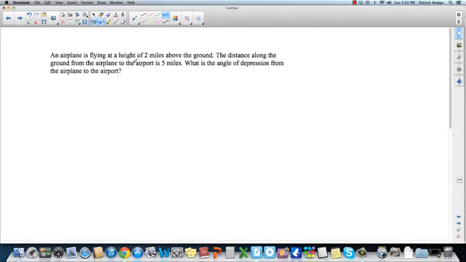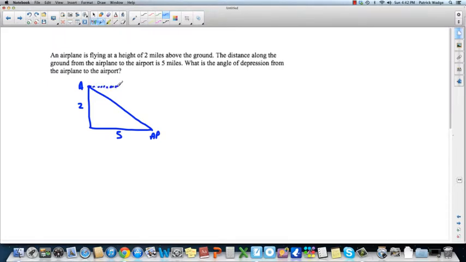An airplane is flying at a height of 2 miles above the ground. Here's my airplane, and it's straight down to the ground. It's 2 miles. The distance along the ground from the airplane to the airport is 5 miles. That's a bit confusing, but basically what they're saying is from this point over to the airport, AP for airport, it's 5 miles. So there's the triangle. We want to know what's the angle of depression. Oh my gosh, that's terrible. I think I better do that over.